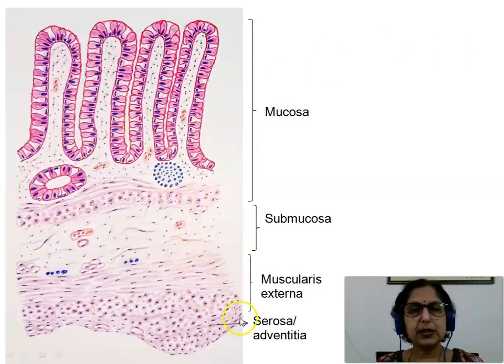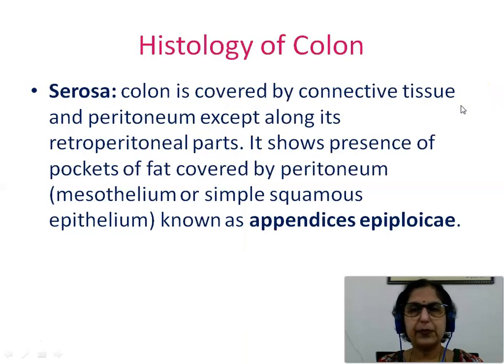This here is the muscularis externa showing inner circular and outer longitudinally arranged smooth muscle fibers, and what you see here, a thickened band of the outer longitudinal layer of smooth muscle fiber, is the taenia coli. Next we see the outermost serosa or adventitia.